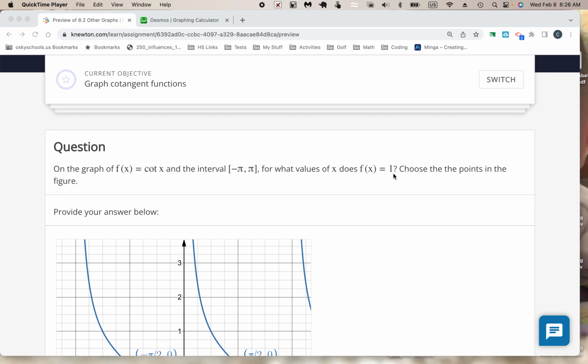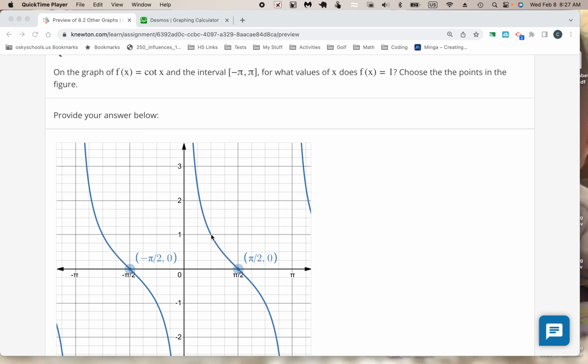So our domain is from negative pi to pi. So negative pi all the way to pi. And they want to know when the function is equal to 1. Well, the function is equal to 1 at this y. If I could draw a line across this y equals 1, a horizontal line at y equals 1, you can see it touches this cotangent function in two different spots.